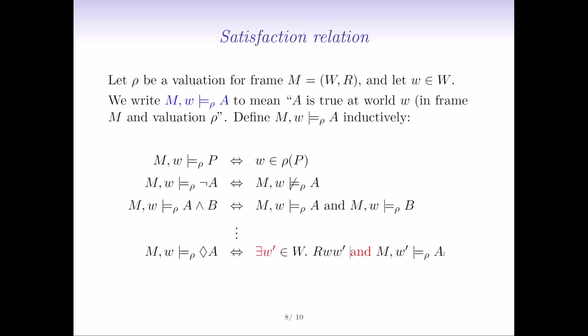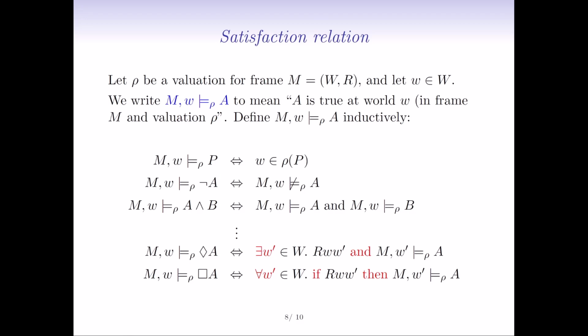And the formula A is true at the world W prime. So diamond A means there is some accessible world from the current one where A is true. Now, the interpretation of box is somehow dual to that. So necessarily A is interpreted in modal logic as meaning that in all possible worlds, no matter which possible world you go to from the present one, A is true at all of them.